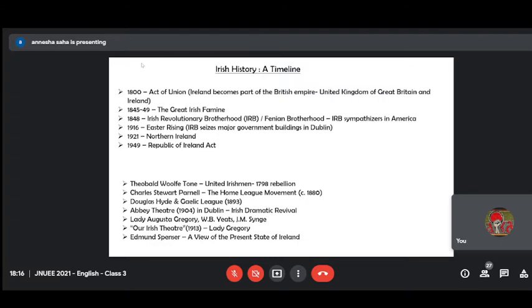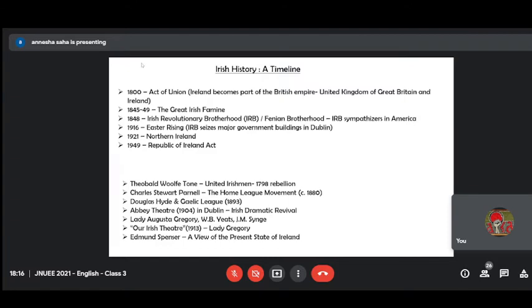And then finally in 1949, the Republic of Ireland Act was instituted. With this act, Ireland is no longer in any way dependent on the UK. Ireland has its own government, its own autonomous form of government, instituted in 1949 with the Republic of Ireland Act.